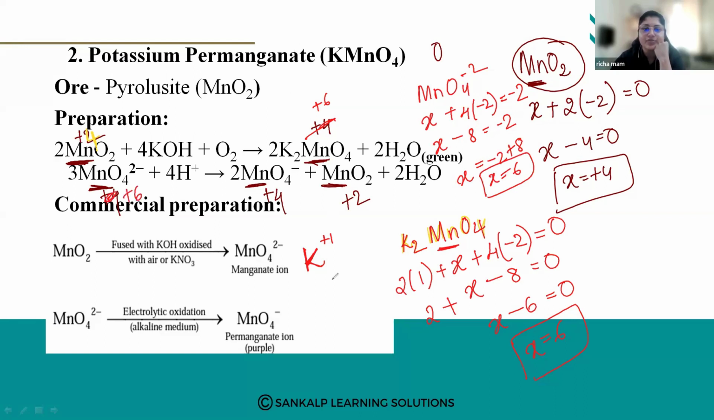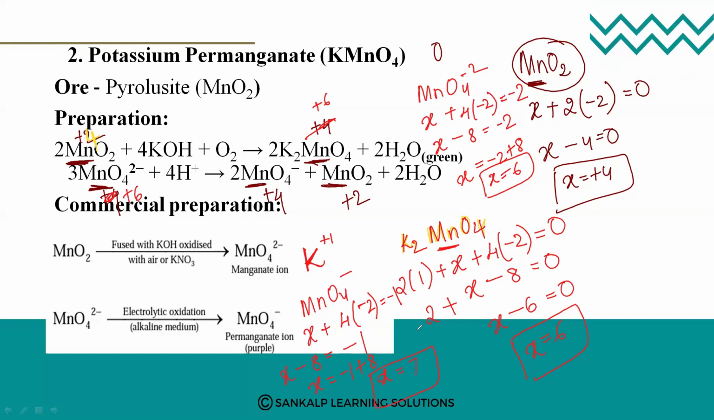Now take MnO4 minus. Mn is x plus 4 into -2 equals -1. So x - 8 = -1, x = -1 + 8, so x is equal to 7. Understood? Yes, ma'am. So what are the charges? This is +4, this is +6, this is +6, this is +4, and this is also +4.